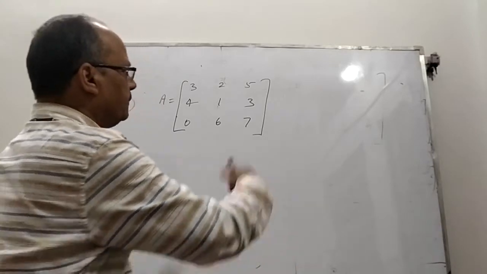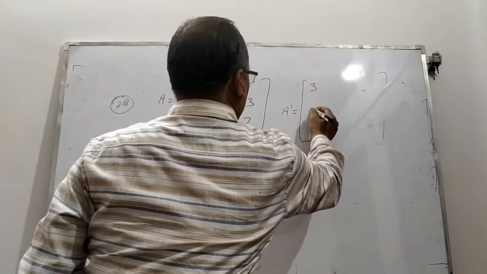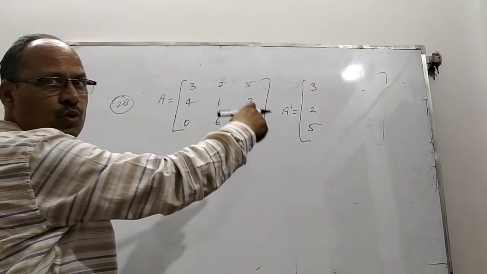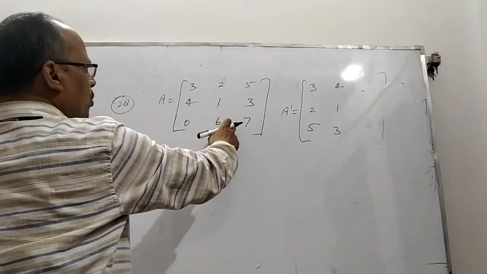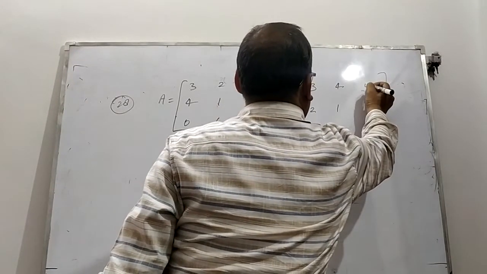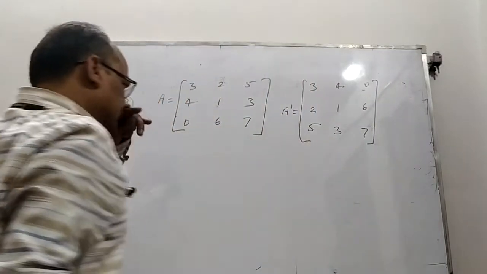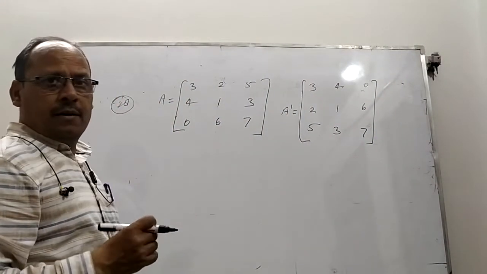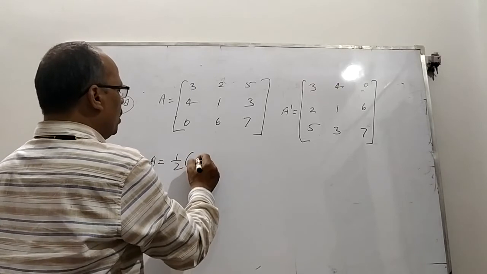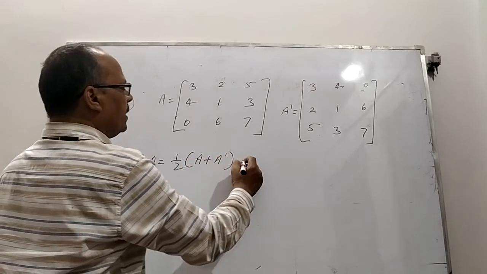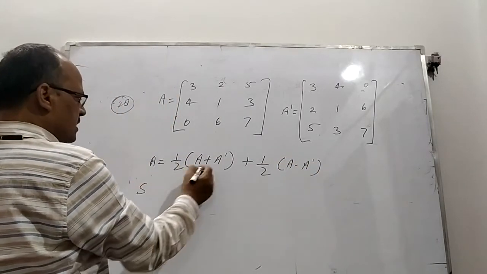Okay, now transpose it. First row becomes first column: 3 2 5. Second row becomes second column: 4 1 3. Third row becomes third column: 0 6 7. We know that by this rule we can decompose a matrix into symmetric and skew-symmetric parts: 1 by 2 of A plus transpose of A, plus 1 by 2 of A minus transpose of A. So this is the symmetric.